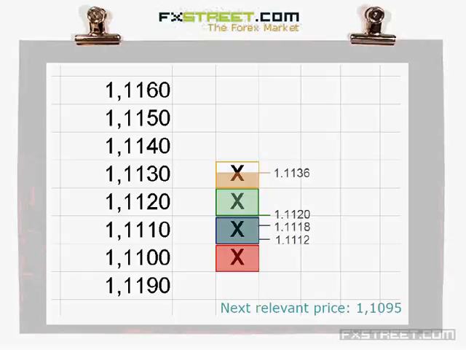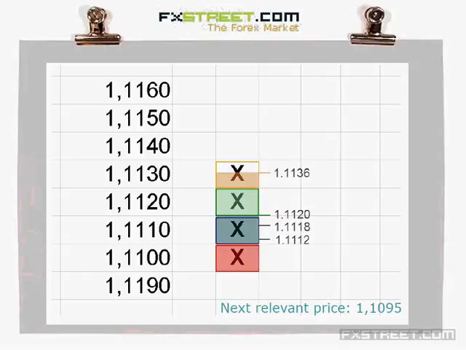Now, the next relevant price, and by relevant I mean a price which is not ignored in the price series, but a price that will bring us to plot a new figure. The next relevant price is 1095. So where would the next column be plotted? Where would the O's be plotted in the next column? Which boxes would I have to plot an O in if the next relevant price is 1095?